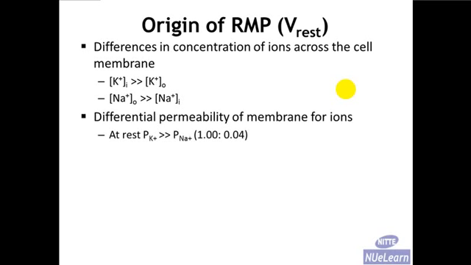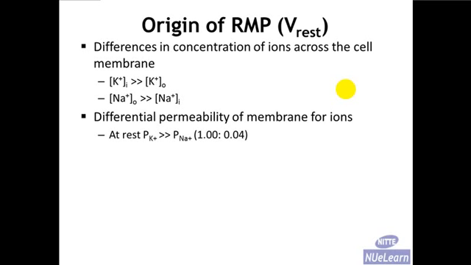The second factor, of course, is the differential permeability of the membrane for the ions. In the resting state, the cell membrane is much more permeable to potassium than to sodium, and therefore as potassium moves out of the cells, it carries positive charges along with it, leaving behind negative charges inside, resulting in a polarization of the membrane. And because there is a far greater amount of potassium movement compared to sodium movement, ultimately the membrane potential is close to the equilibrium potential of potassium rather than that of sodium.